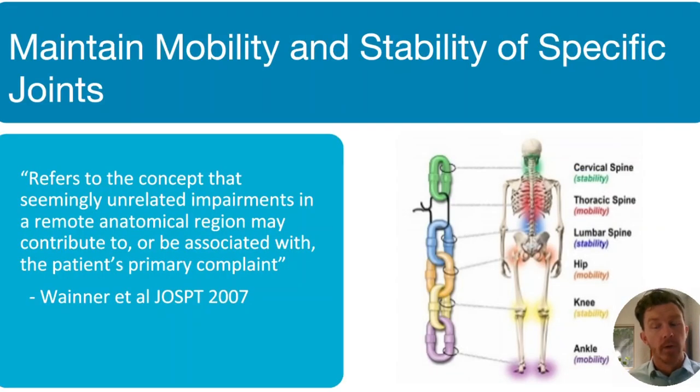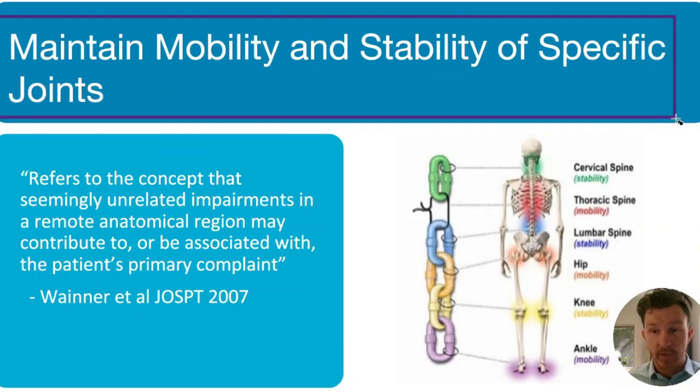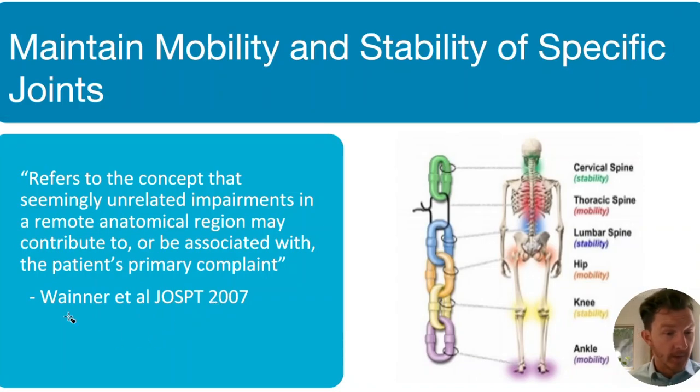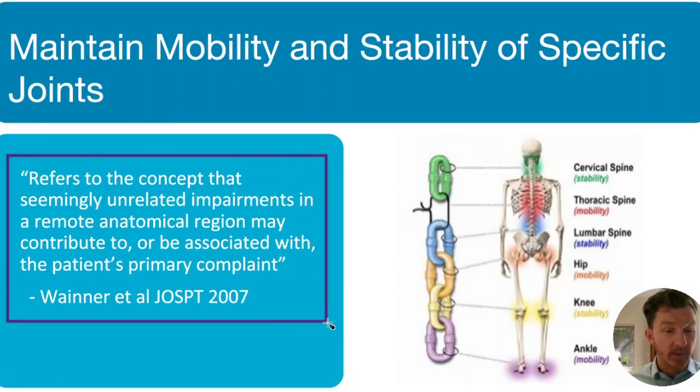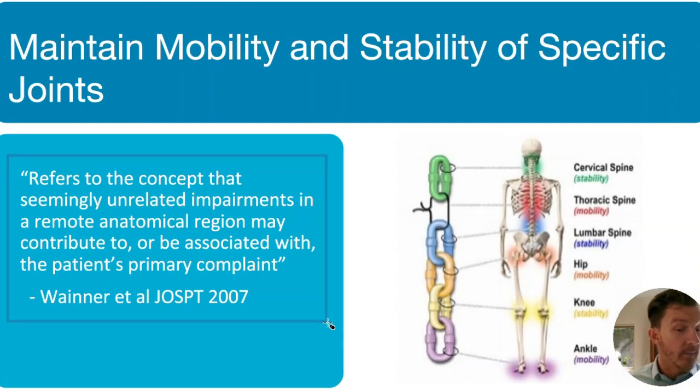So really the essence of SFMA is maintaining the mobility and stability of specific joints. If a joint is supposed to be mobile, we want to maintain that. If the joint is supposed to be stable, we want to maintain that as well. This refers to the concept that seemingly unrelated impairments in a remote anatomical region may contribute to or be associated with the patient's primary complaint.